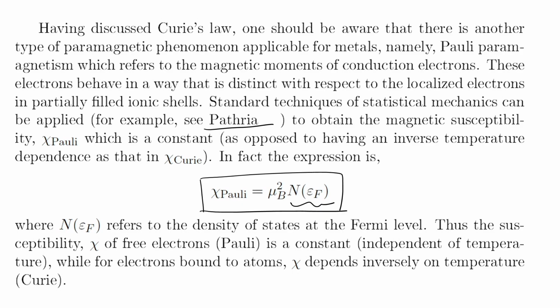But for electrons that are bound to atoms, you get a Curie susceptibility, which is 1 over T. See, chi Pauli, that is Pauli susceptibility, is independent of temperature, and only depends on the density of states at the Fermi level. Okay. So, they are distinct susceptibilities, one is Pauli, one is Curie.